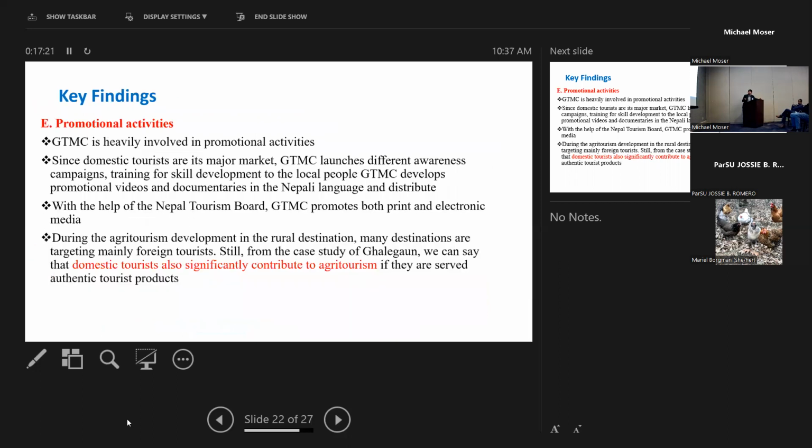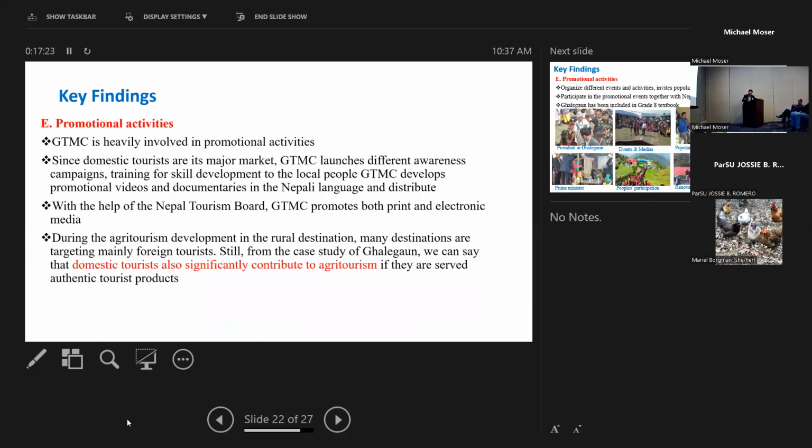For the promotional activities, Ghaleguan is heavily involved in promotional activities. Since its focus is domestic people, it makes promotional items in Nepali language first, then it distributes through different channels. It also organizes awareness campaigns, trainings for skill development to the local people, and so on. With the Nepal Tourism Board, it also distributes leaflets and brochures in different events.